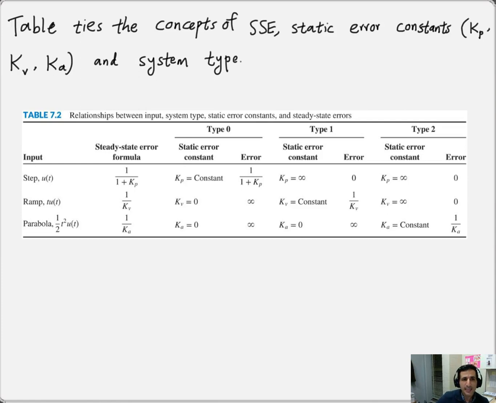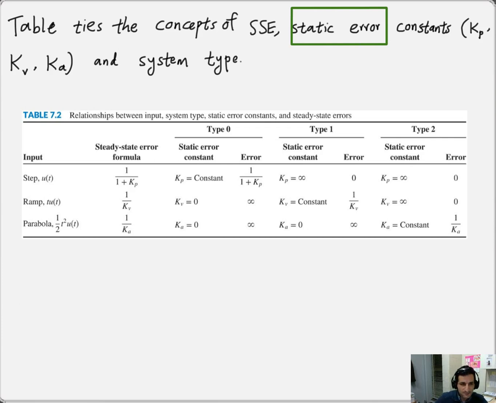Now this table really ties the concepts of steady state error and those constants, the position constant, velocity constant, and acceleration constant, which are often referred to as static error constants. So Kp, Kv, and Ka are also referred to as static error constants. This table ties the concept of steady state error, the position, velocity, and acceleration constants, as well as the system types together.